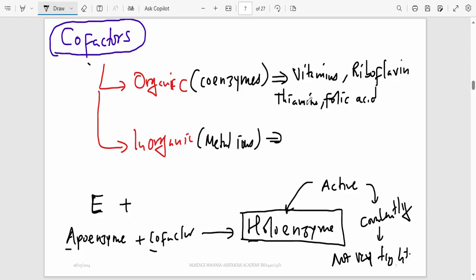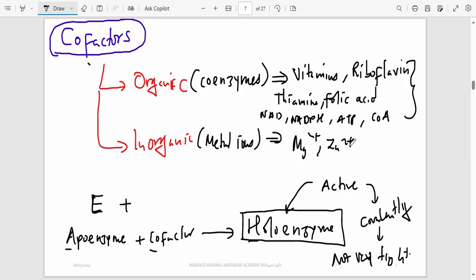They are not the only ones. You also have NADPH, ATP. There is also what we call coenzyme A, also known as CoA. We don't say the full word coenzyme, we just say CoA. So all these here, if you find them, they are all organic cofactors, also known as coenzymes. How about inorganic? They are just metal ions like magnesium ion, zinc ion. All these are going to be cofactors. Okay, just that.